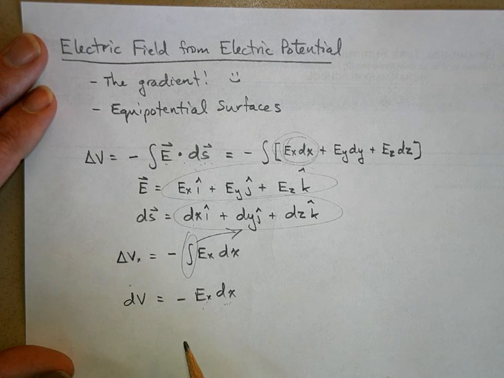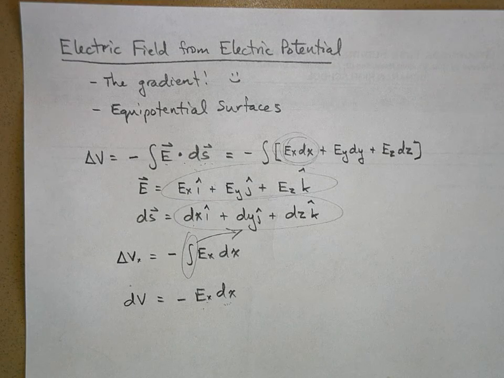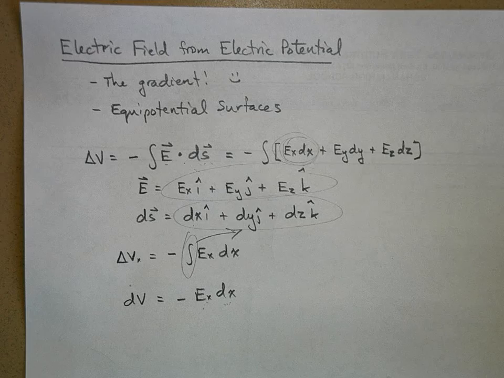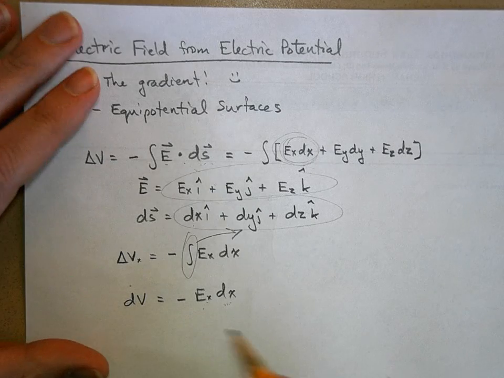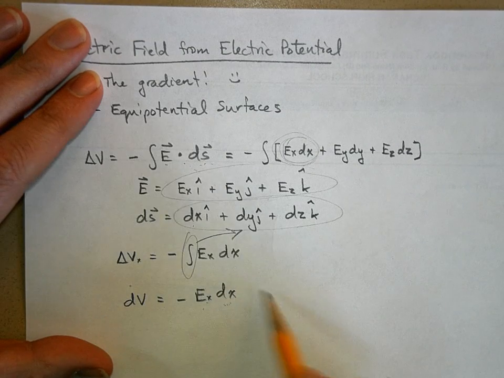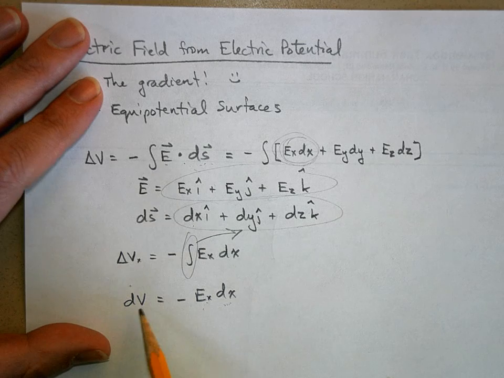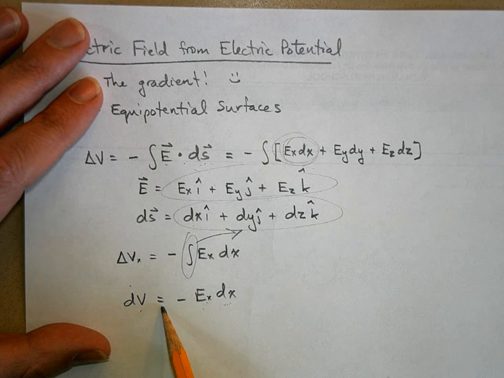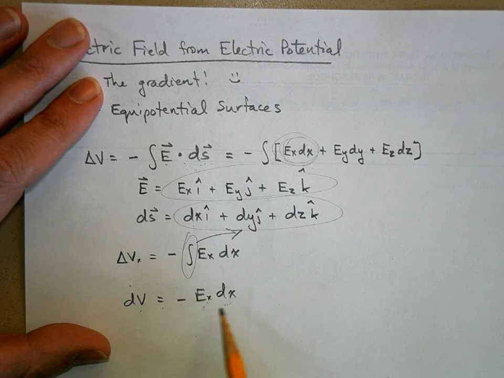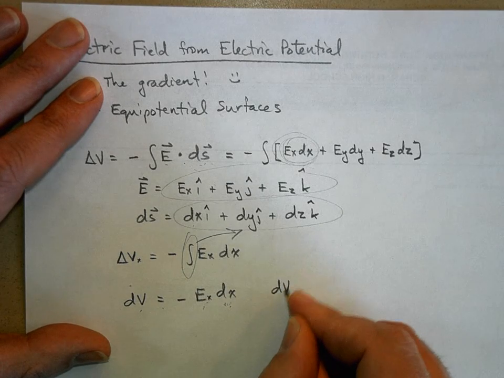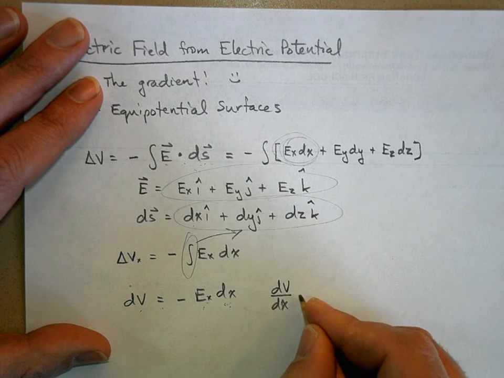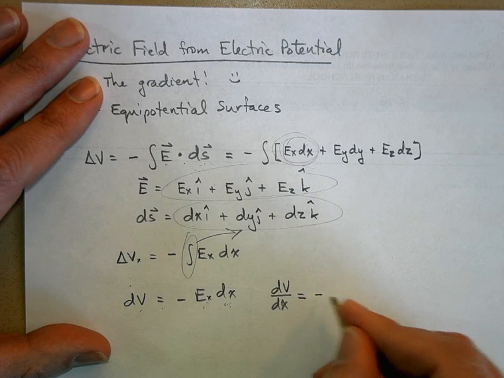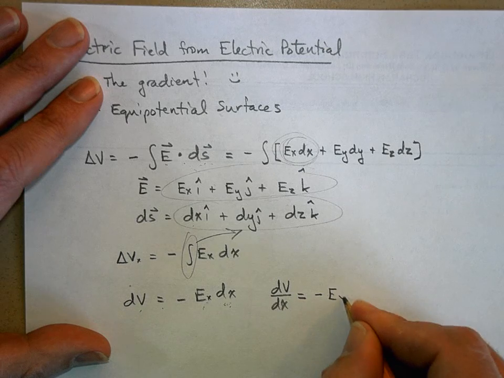Now, by the way, I'm not doing this mathematically totally correctly, and I'll show you the mathematically correct way in a minute, but what I can do now is treat this like a fraction. This little tiny thing is equal to this electric field times this little tiny thing. Well, just divide by dx, and I get dV/dx is equal to negative Ex.